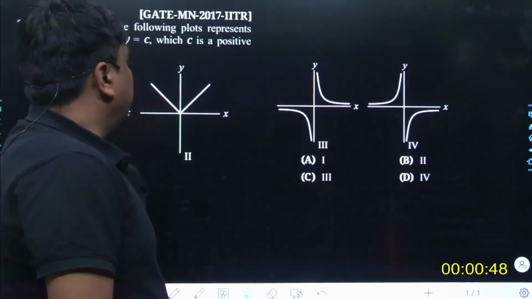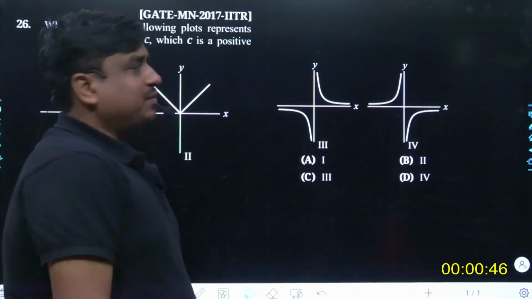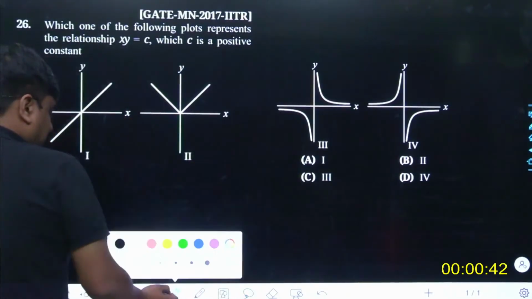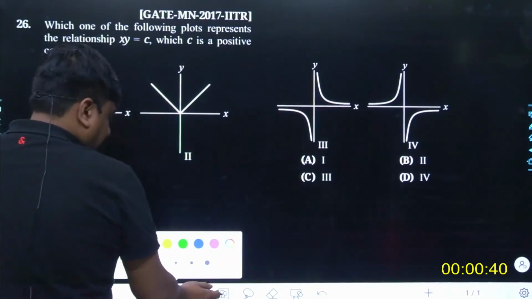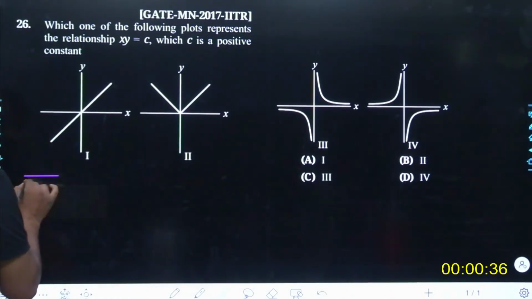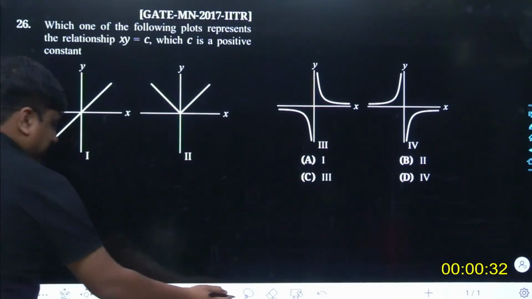So probably within 2 minutes of time, you must have given the answer for this given question. Probably this structure you must have seen earlier. This is a type of rectangular hyperbola, xy is equals to c. I could have taken y is equals to c divided by x, where c is a positive real quantity as it has been given.